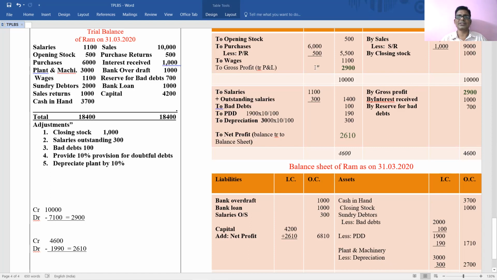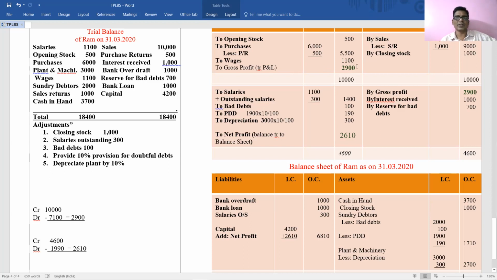This is the trading account debit side, trading account credit side, profit and loss account debit side, profit and loss account credit side. This is the liability side, this is the asset side. If you add all, 6000, 7000, 8000, 9110, 9110. So how to balance? First, you have to balance the trading account. Trading account credit 9000 plus 1000, 10,000, and here debit 5000, 500, 6000, 7100. So debit side 7100, credit side 10,000. 10,000 minus 7,100, 2,900 is the balance.